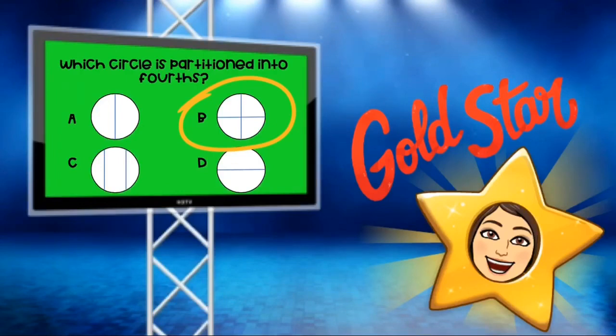What do we need to check for when we are partitioning into fourths? How many pieces do we need? We need 4 pieces. In A, I see 2 pieces. B, I see those 4 equal pieces. C, I see 3 pieces. And D, I see 2 pieces again. So if we're looking for a circle partitioned into fourths, we're circling the one with 4 equal pieces. Gold star for that problem.